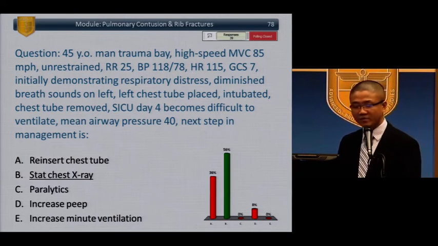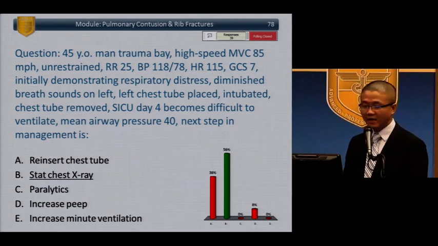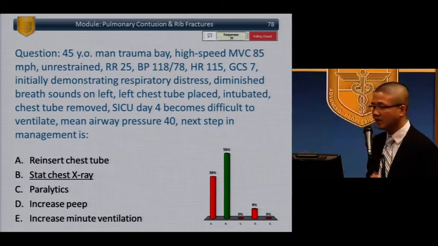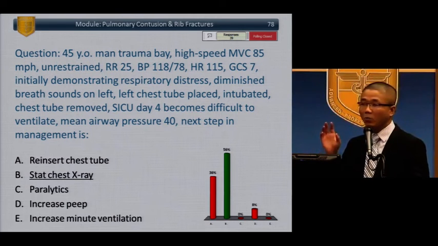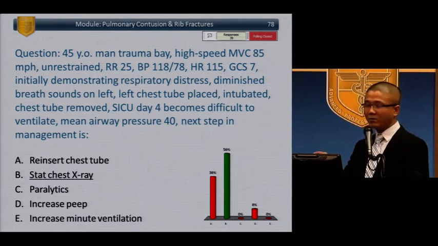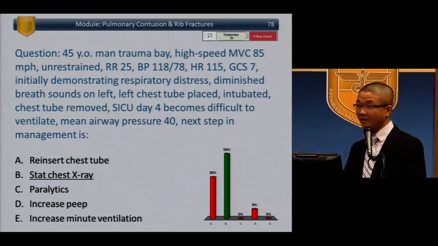Okay, so 56% of you wanted to get a stat chest X-ray, which is the answer we're looking for, and 36% said to reinsert the chest tube. So this is an interesting concept, right? Because 36% of you are thinking, well, we pulled the chest tube out, so maybe another pneumothorax occurred, or something that was not clinically significant but is now clinically significant, maybe because the patient's on positive pressure ventilation. So I think those are all reasonable thoughts.